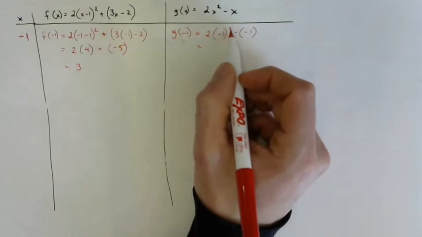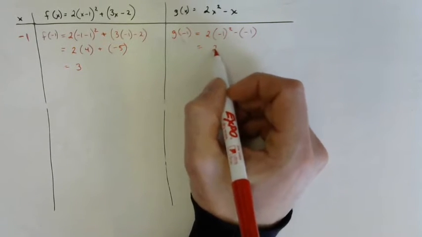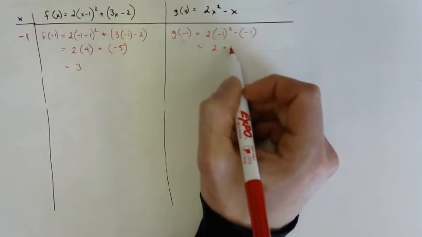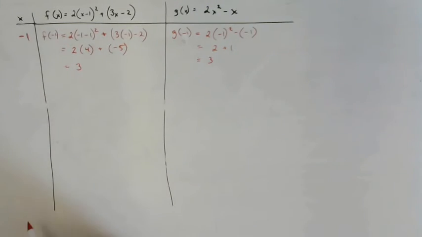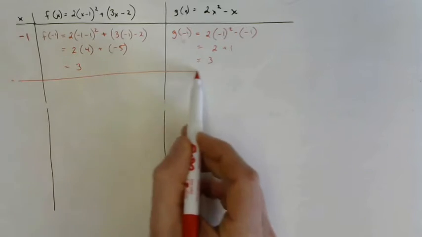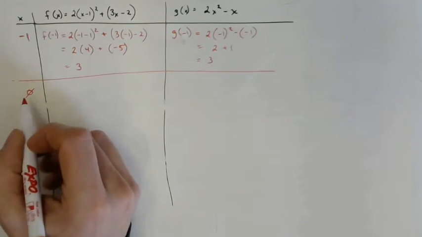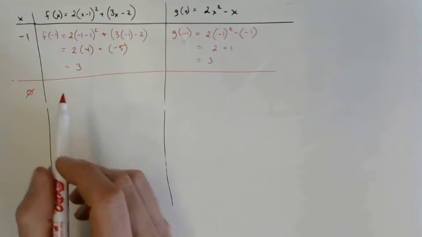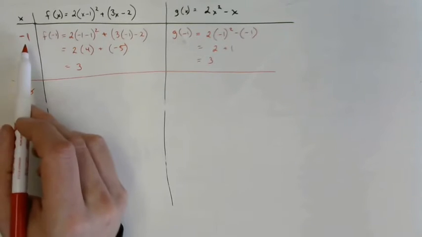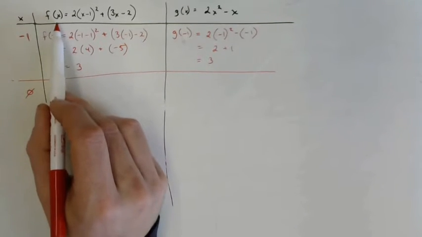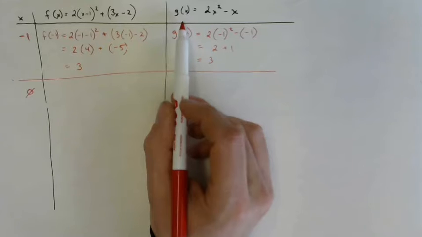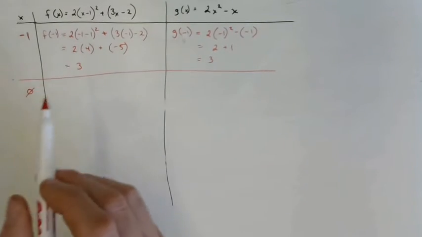Solve this out. Negative 1 squared is positive 1, times 2 is 2, and we're going to add 1. We get 3. So just because they're equal there, does that make them totally equal? Just because they have the same value at x equals negative 1, is f of x necessarily the same function as g of x? No. Well, let's keep on checking.